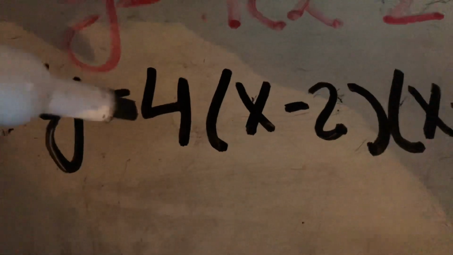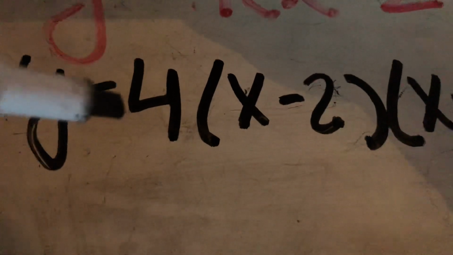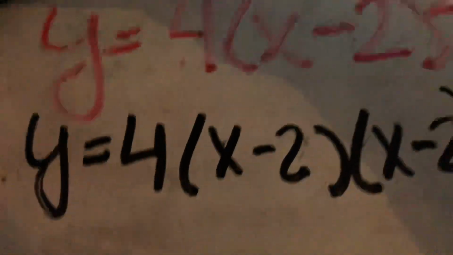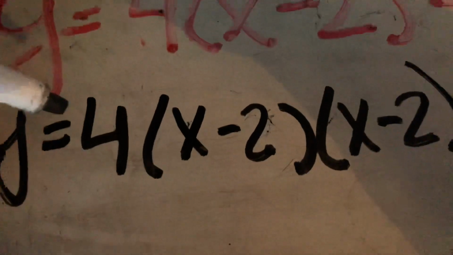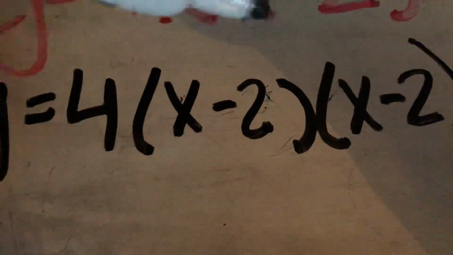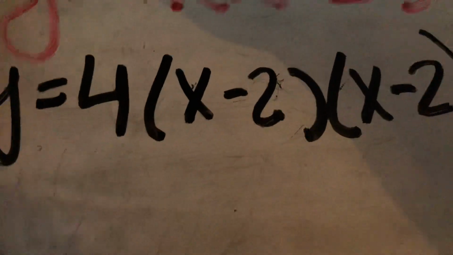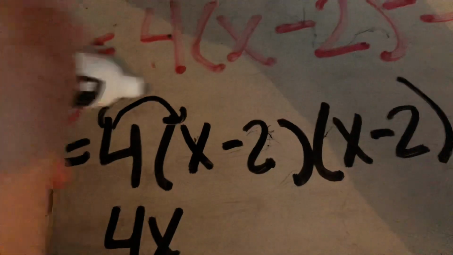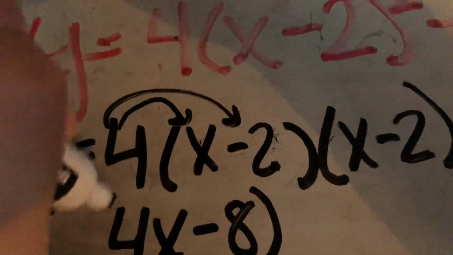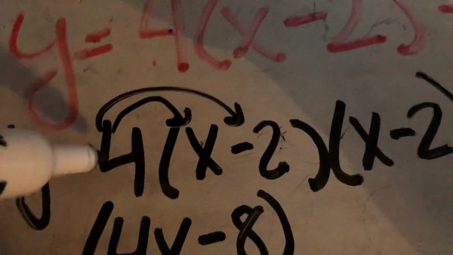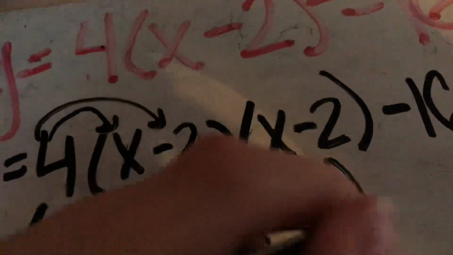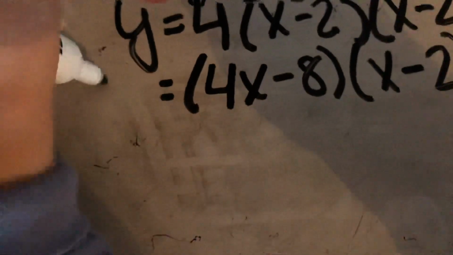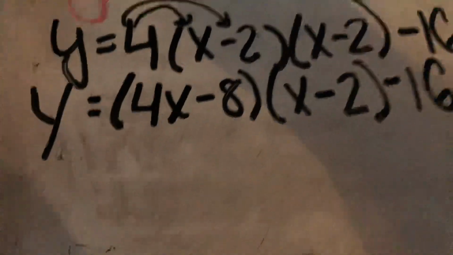When we have this a value in the front, before we even FOIL or sneaky square, there's like this little extra step. We have to combine this a value with the first factor, the first x minus 2, using the distributive property. 4 times x gives me 4x. 4 times negative 2 is negative 8. So now I distributed that 4 into this factor. Now I can multiply it by the x minus 2. Now I could bring down that minus 16. And I could set this whole thing equal to y.